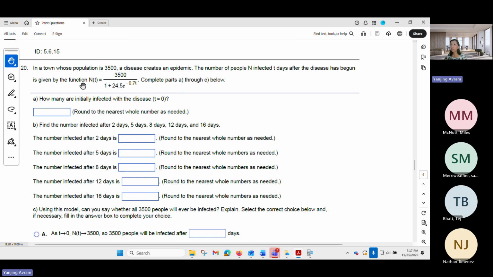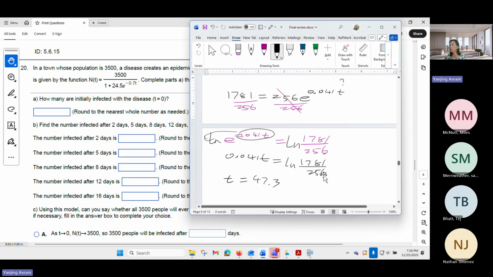Okay. This one looks very big, but actually you just plug it into the calculation. You don't actually have to do anything except plug the t into the calculation. All right. So after 2 days, 5 days, 8, 12, 16, the calculation is the same. Okay. So this is some number n infected t days after the disease had begun, given by this function, right? So when t is 0, let's calculate this one right here.